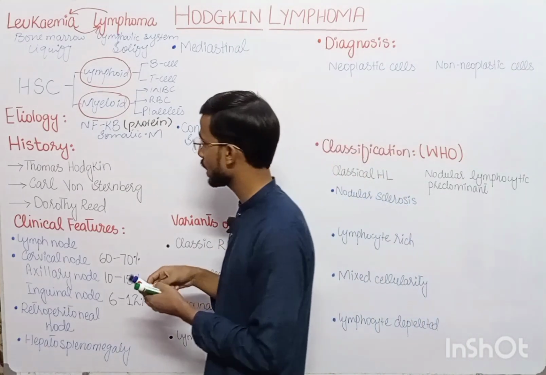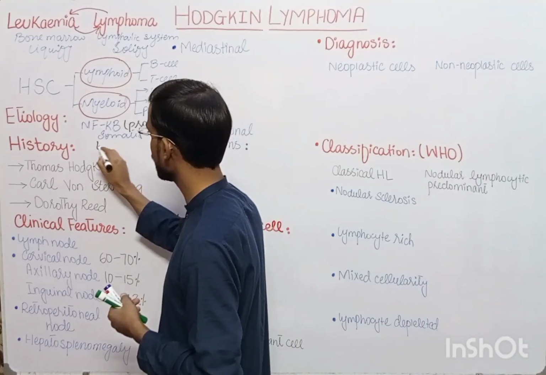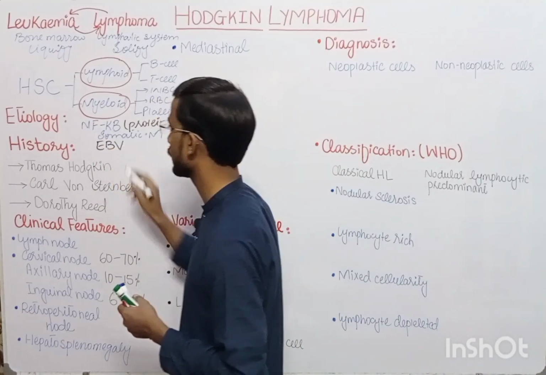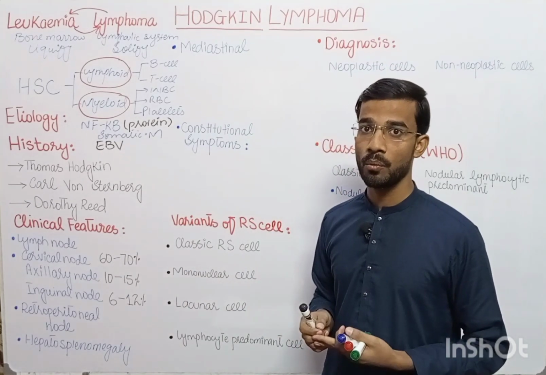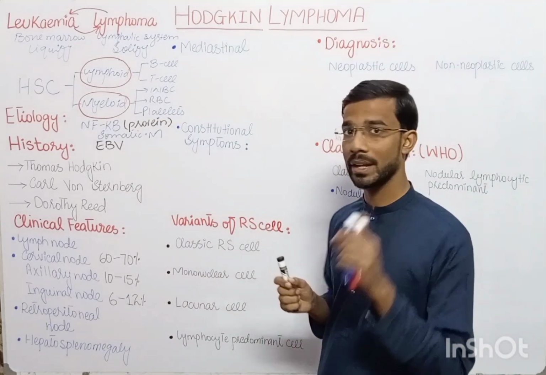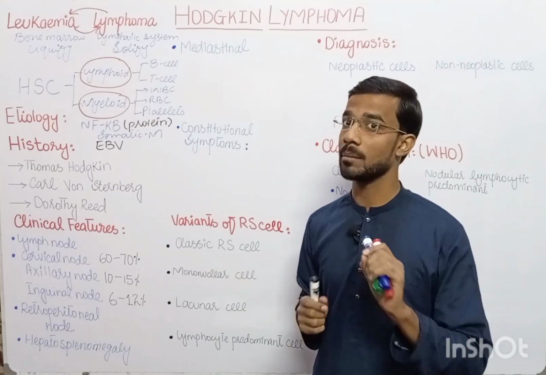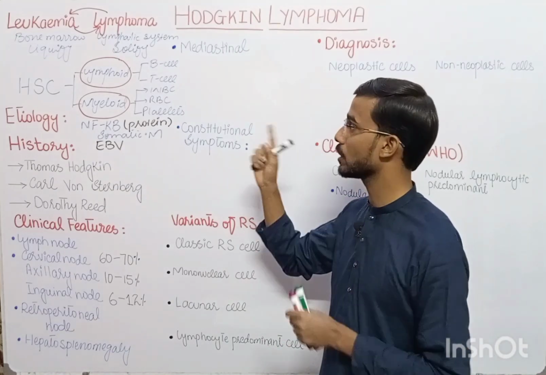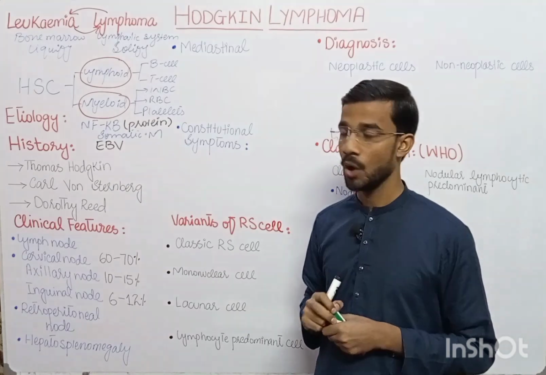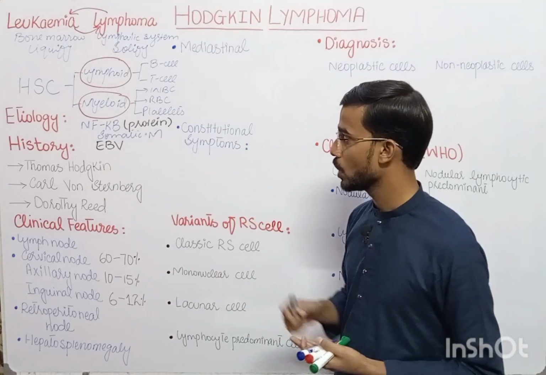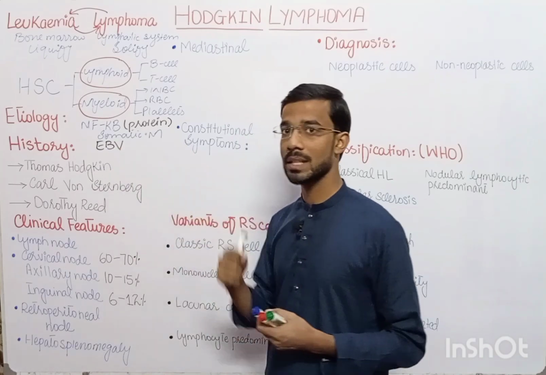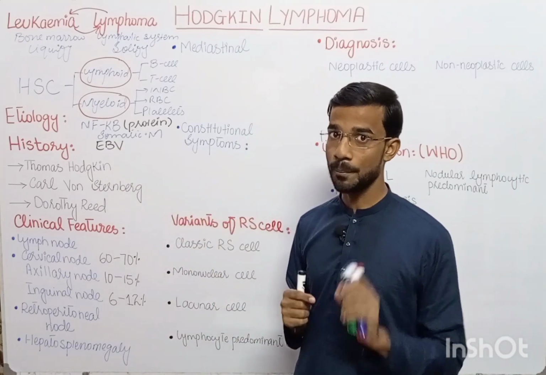The second one is the Epstein-Barr virus, EBV. In most situations, we see Epstein-Barr virus present in the Reed-Sternberg cell, which is the basic characteristic of Hodgkin lymphoma. We will talk later about what the Reed-Sternberg cell is. So basically Epstein-Barr virus has some involvement.